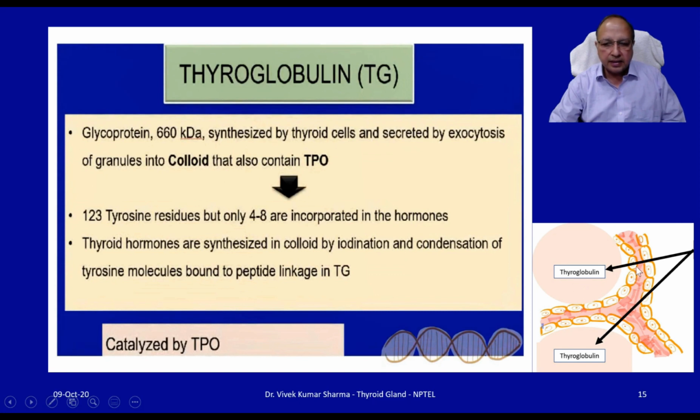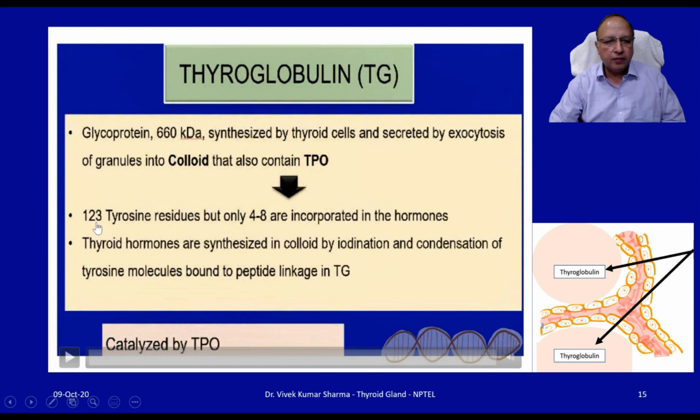So that means that the thyroid cells over here are going to produce the thyroglobulin and secrete it over here, and along with that there will be the secretion of a very important enzyme, thyroid peroxidase, that helps in the synthesis and secretion of the thyroid hormones.